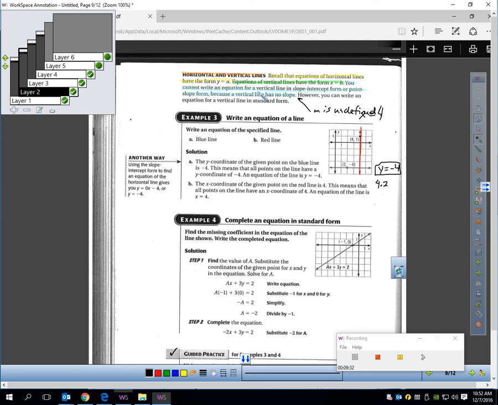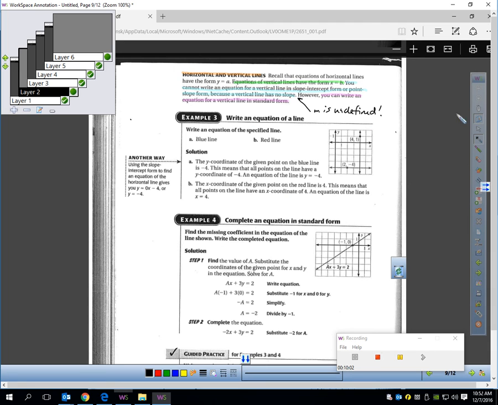You cannot write the equation of a vertical line in slope-intercept form or point-slope form because a vertical line has no slope. Remember, a completely vertical line has an undefined slope. Let me erase that out of there. M is undefined for my vertical line, so I can't calculate it. So I can't write an equation in point-slope or slope-intercept form. However, you could write an equation for a vertical line in standard form.